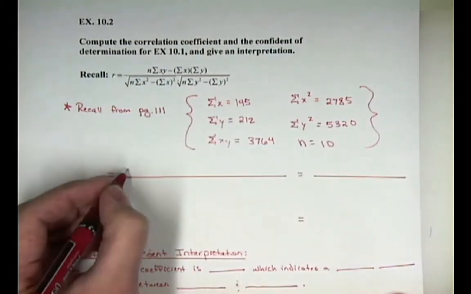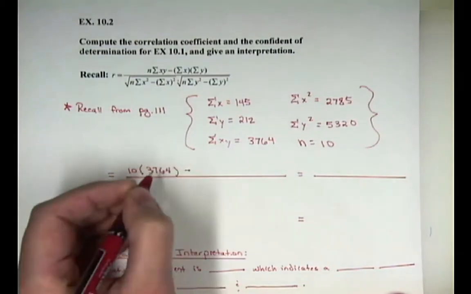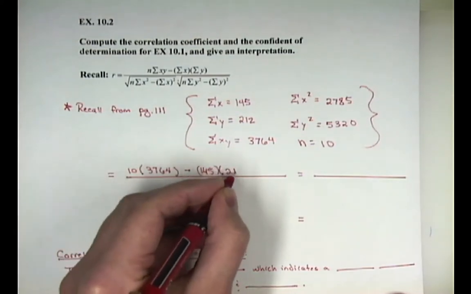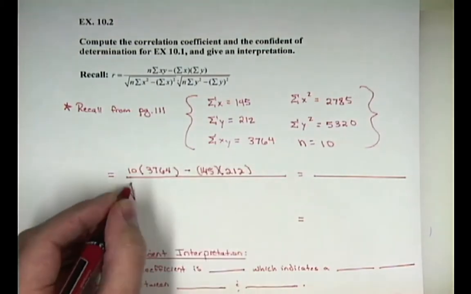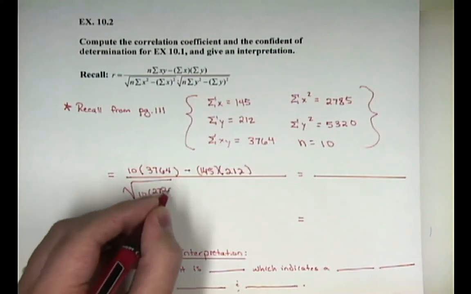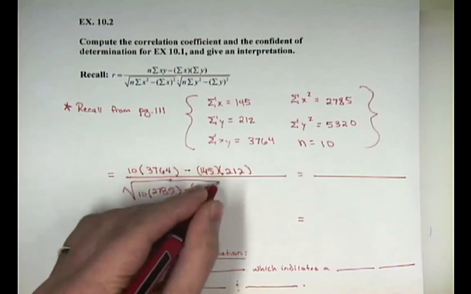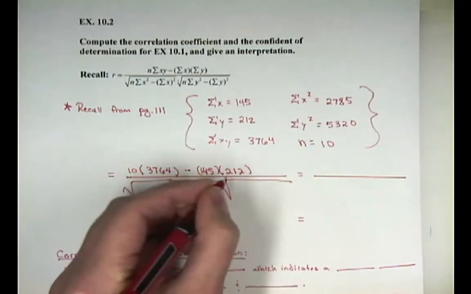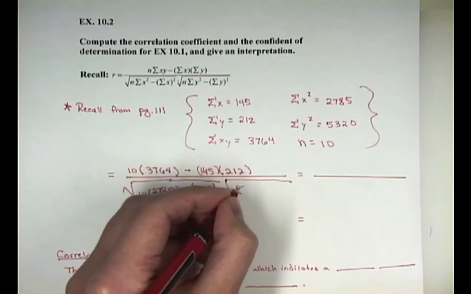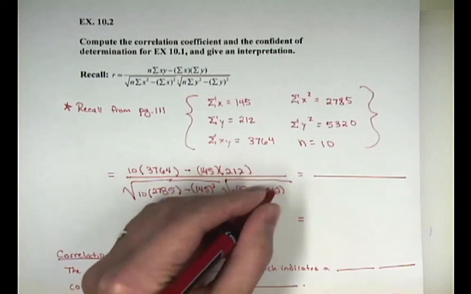So plugging directly into the formula, we have n, which is 10, times the sum of the xy's, which is 3764, minus the sum of the x's, which is 145, times 212, the sum of the y's, all over the square root of n, which is 10, times the sum of the x squareds, 2785, minus the sum of the x's, parentheses squared, and that's all under square root, times another big square root, which is n, times the sum of the y squareds, 5320, minus the sum of the y's, which is 212, parentheses squared.